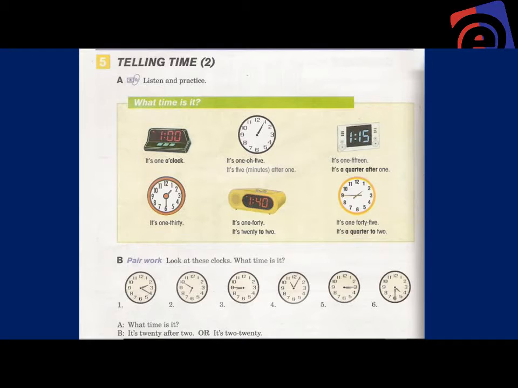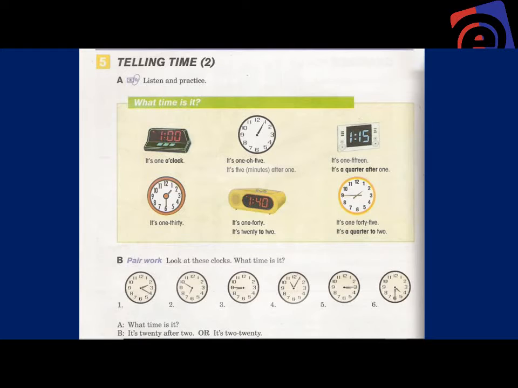What time is it? It's 3:15. It's 3:15. It's 15 minutes after 3. What time is it? It's 4:30. It's 4:30. It's not half past, not in American English.